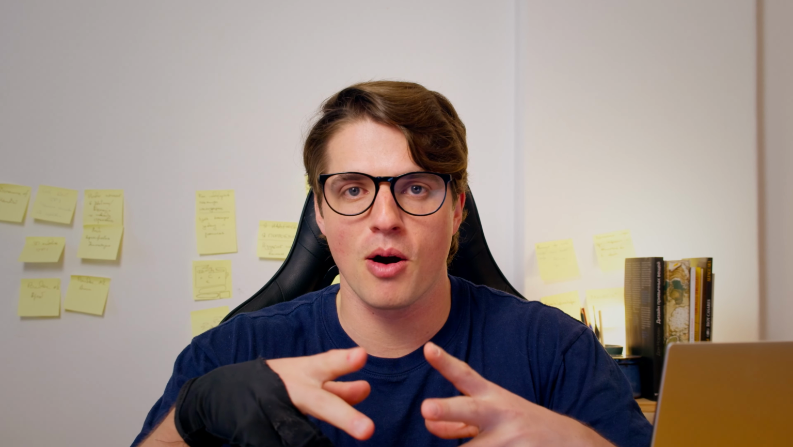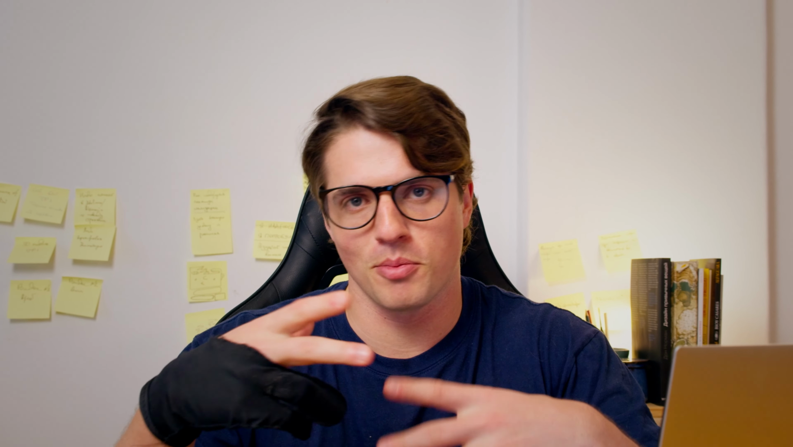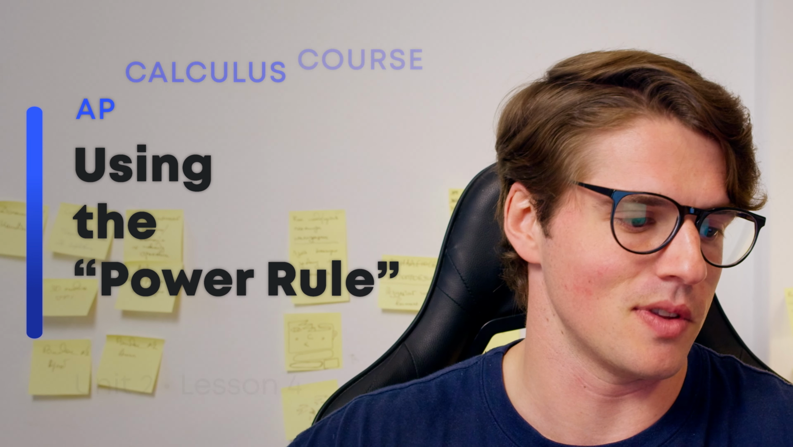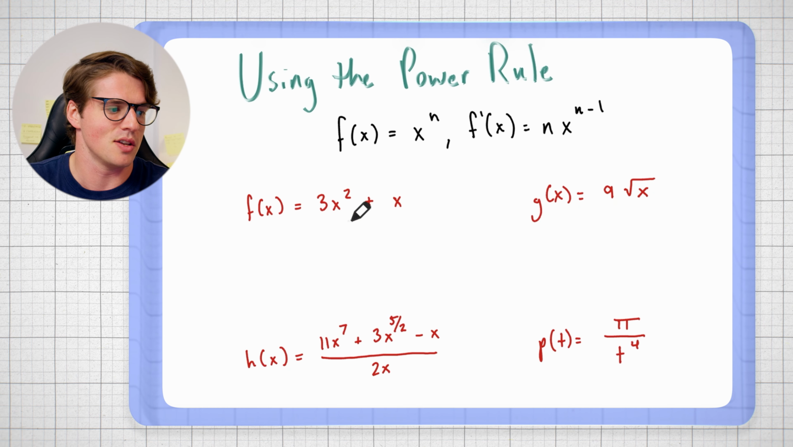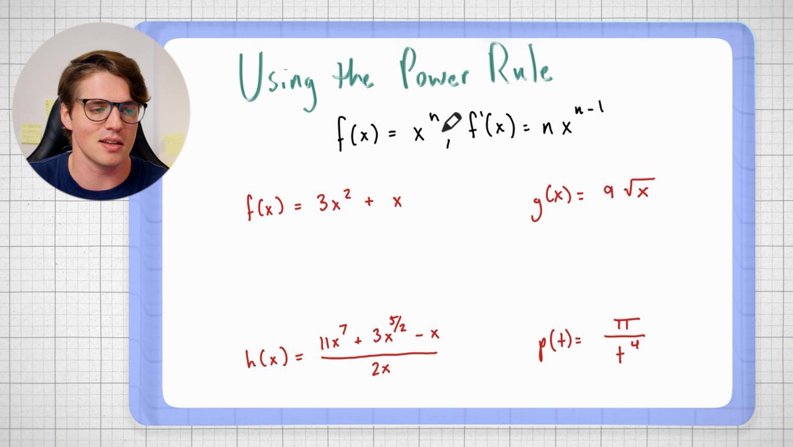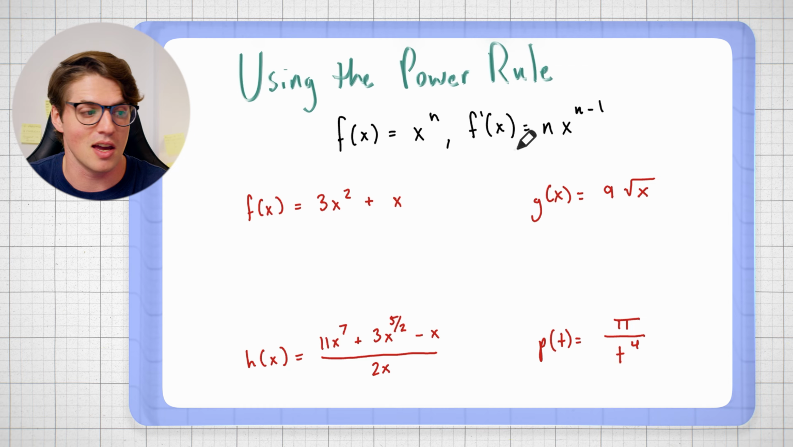We've discovered the power rule. We derived the power rule. Now we're going to use the power rule. So let's get started. We have f of x equals 3x squared plus x. Our rule: the derivative of x to the n is nx to the n minus 1.